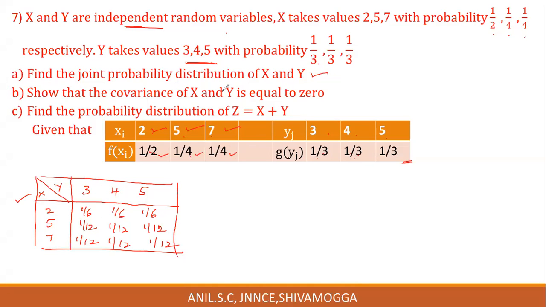Now show that the covariance of X and Y is equal to 0. We shall find the covariance, which is given by expectation of XY minus expectation of X, or mu X, into expectation of Y, or mu Y. Therefore, we first find expectation of X, which is given by summation X into f of X. Calculate this. X into f of X is 2 into 1/2 plus 5 into 1/4 plus 7 into 1/4.